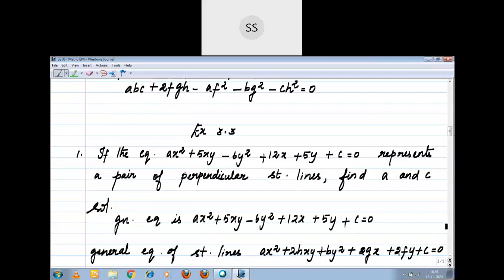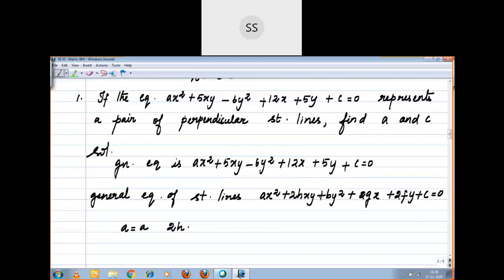Now you are going to compare the given equation to the general equation. What is your a? A is a, the coefficient of x². Then what is 2h? The coefficient of xy is 2h in the general and 5 in the given, so h = 5/2. Next, the coefficient of y² in the given equation is −6 and in the general it is b, so b = −6.